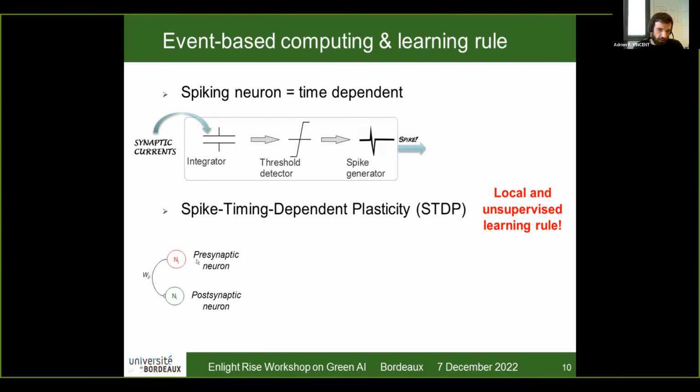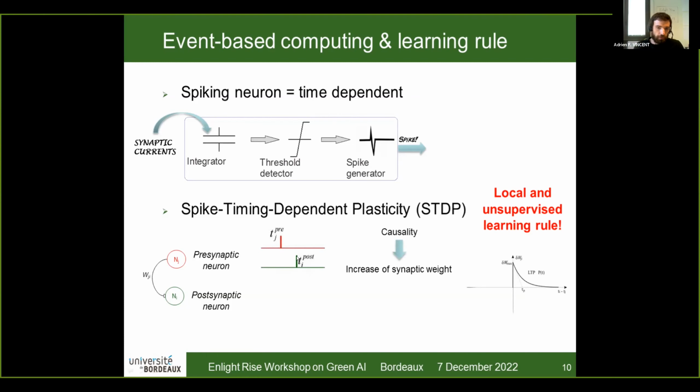So regarding STDP, if you consider a presynaptic neuron and a postsynaptic neuron connected through one synapse, and you look at a situation where you have two events, a presynaptic one and a postsynaptic one. You can have two situations.